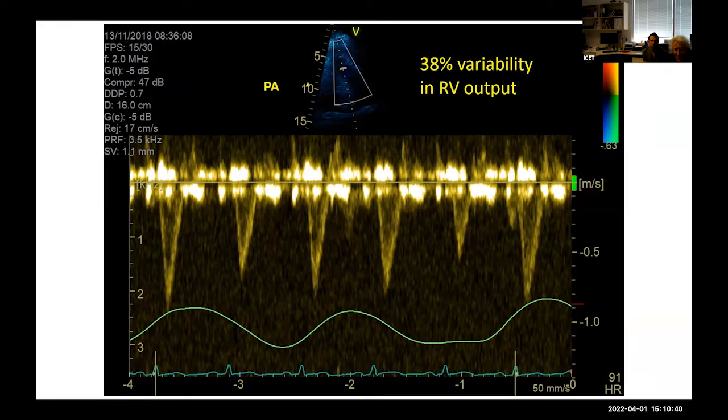Which phase of respiration do you think it matches? So when is the RV outflow greatest? Over here, which is inspiration or expiration? This will be inspiration and this will be expiration. Yeah. So you've got marked respiratory variability there.